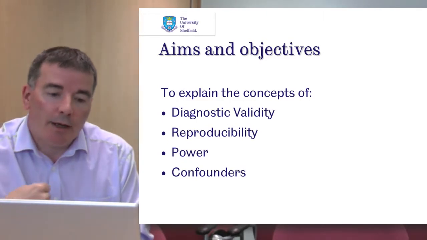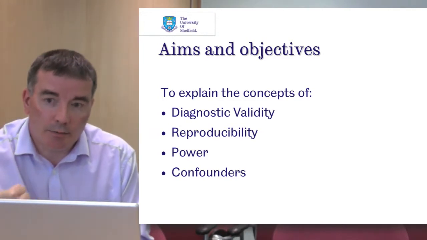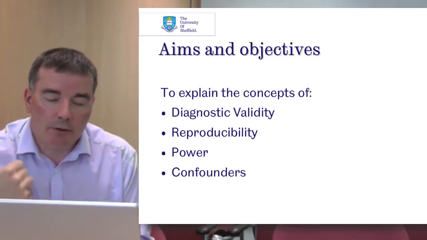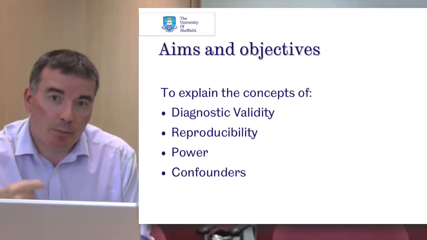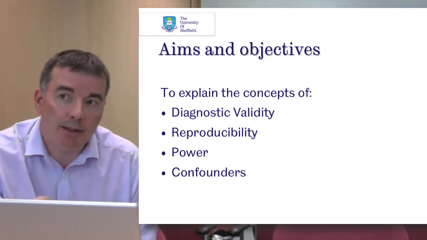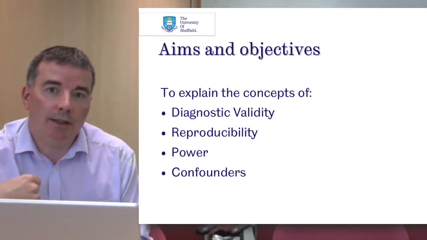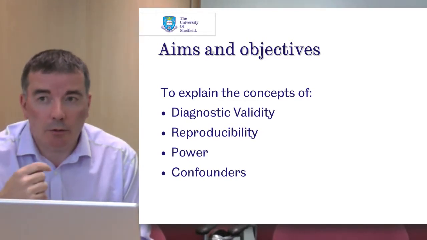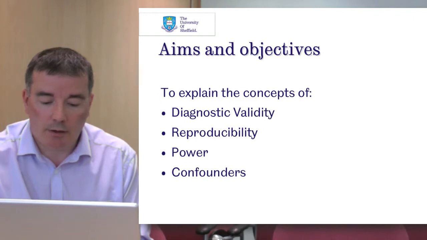So hopefully we have met our aims and objectives, and you now have a greater understanding of diagnostic validity and its importance and how we test and report this, diagnostic reproducibility both for continuous and categorical data, the importance of power calculations and an understanding of the mathematics behind the power calculation, although I would suggest that it's always wise to seek the help of a statistician when calculating the power of any study. And finally, that you understand that you need to consider any confounders and try to control for them in your study design.